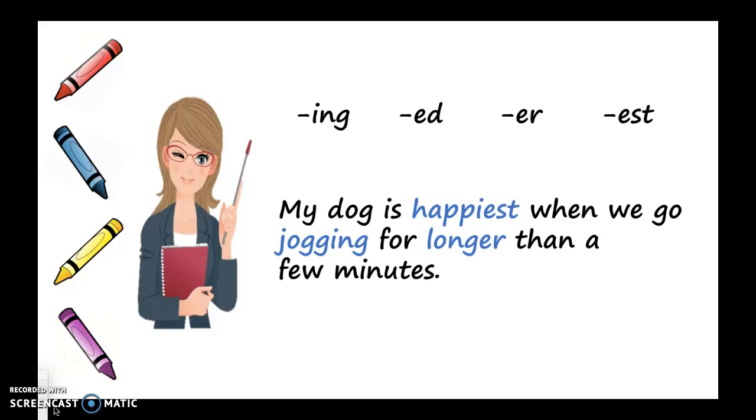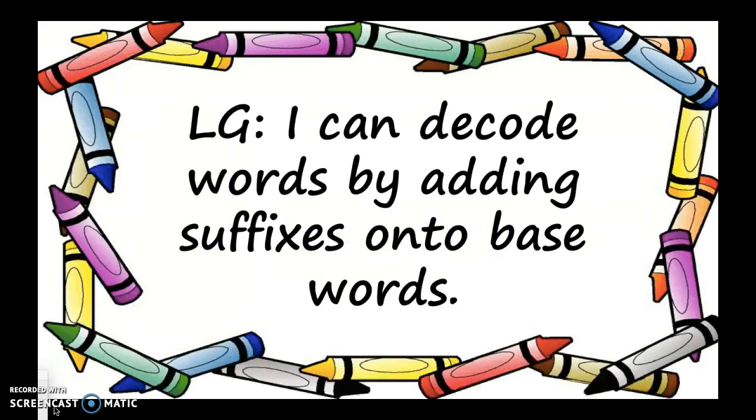Happy, jog, and long. You guys did a great job with our learning goal today that said I can decode words by adding suffixes onto base words. You're going to continue your coursework by reading the decodable passage with your learning guide and seeing if you can identify some of the base words that were changed to have suffixes on the ending of their word.